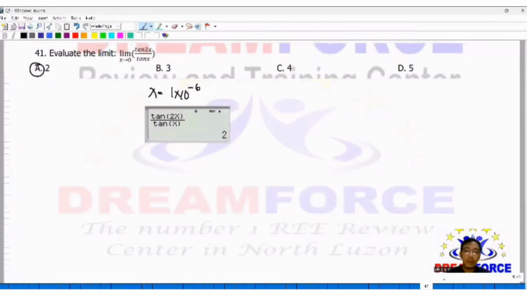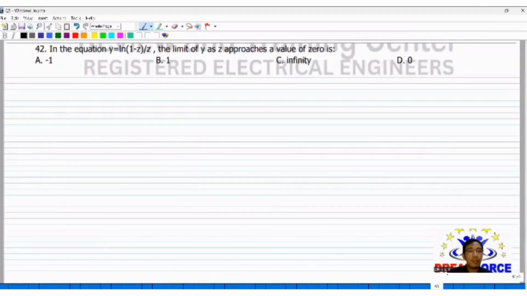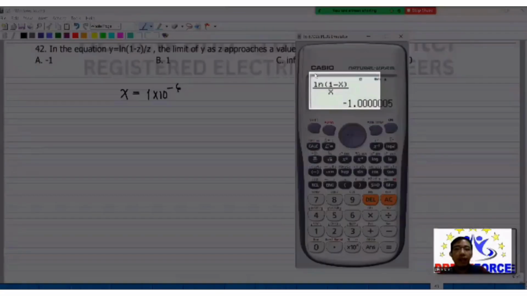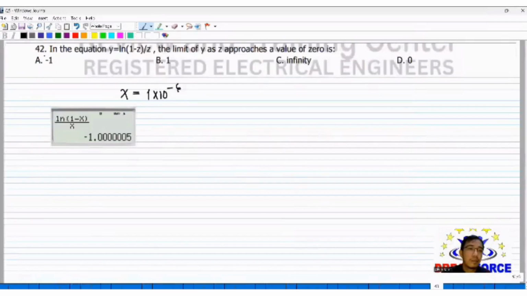Okay, next. Number 42. In the equation y is equal to ln of (1 minus z) over z, the limit of y as z approaches a value of 0. Bale, direct calculator ulit. So since sabi niya dito, the value of z approaches to 0, so 1 times 10 raised to negative 6. So ikakalk na lang ulit natin si ln of (1 minus x) over x. So calc 1 times 10 raised to negative 6. Okay, approaches negative 1. So letter A.